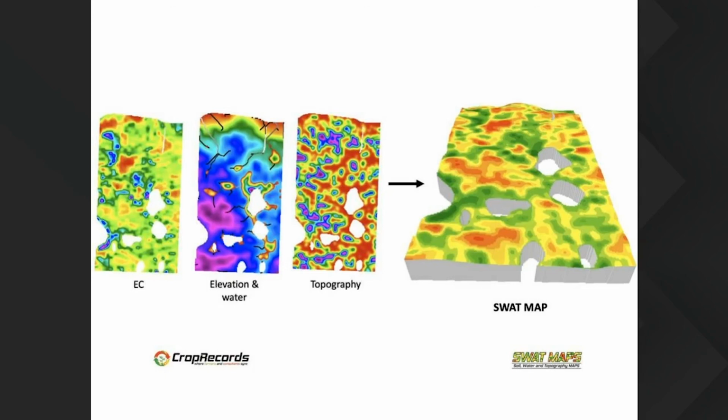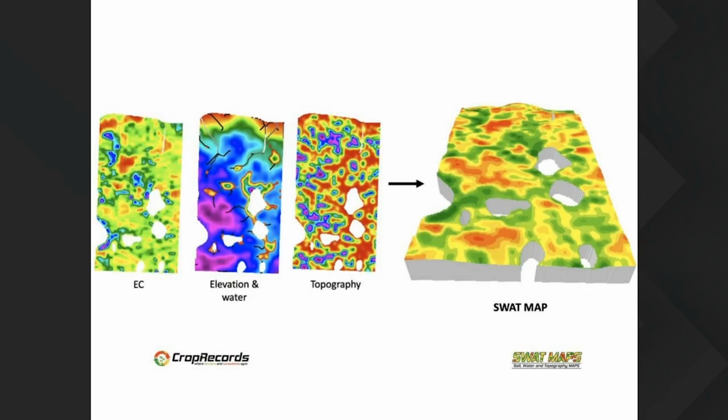In the middle, you'll see an elevation and a water flow and accumulation layer that we can utilize for the maps. And then beside it, the topography layer. So you'll see, again, they're very, very different. And topography and elevation should not be used interchangeably. So the final product on the right-hand side there is the SWAT map, which in this field is actually a combination of the EC data, the electrical conductivity data, and the topography layer.